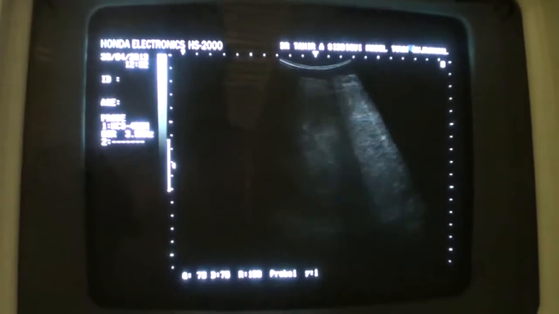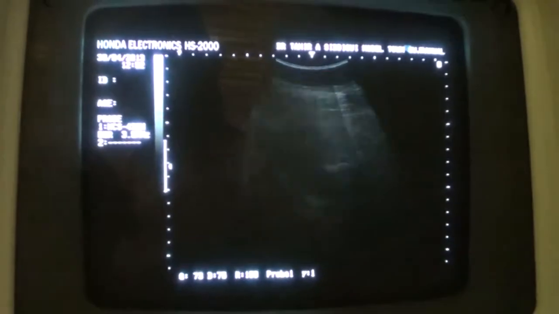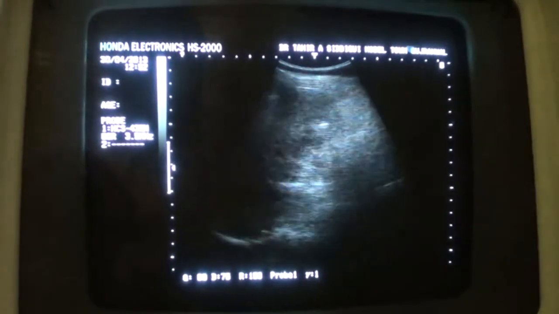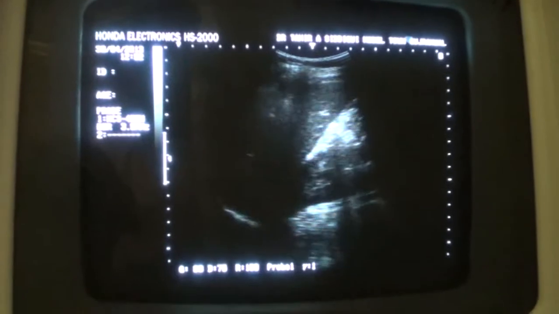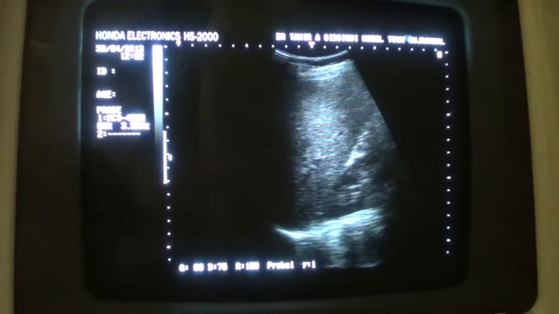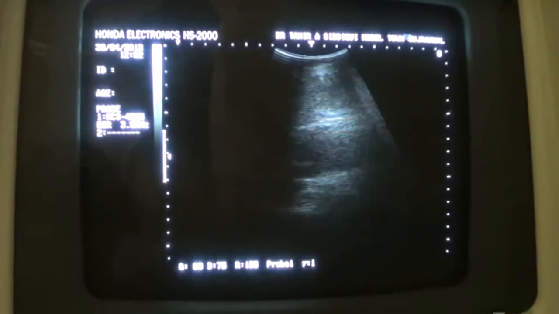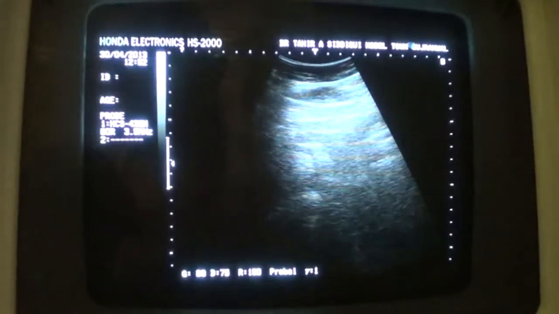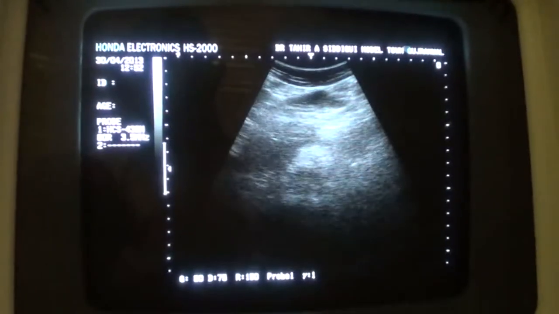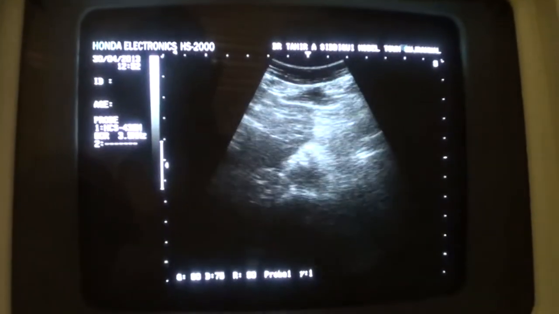Is normal in size. The kidney is okay. Right kidney is normal. So this is a case of obstructive jaundice in a 25-year-old female of benign cause.